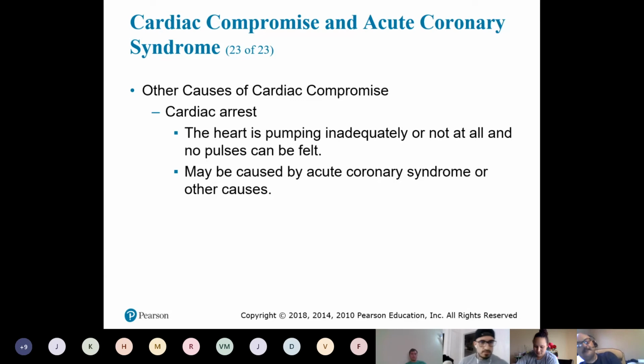All right, cardiac arrest. The heart stops, and you'll learn more about it with CPR.